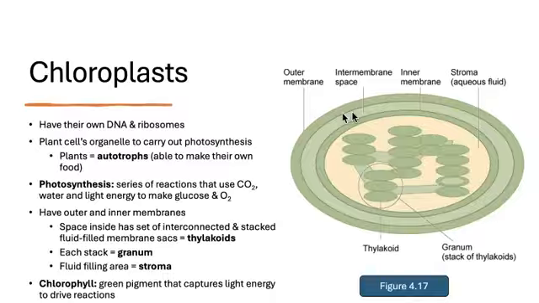We have inner and outer membranes on the chloroplasts. You could see the inner membrane here and then the outer membrane here. And the space inside has a set of interconnected and stacked fluid-filled membrane sacs that are called thylakoids. And we can call each of these stacks granum, and the fluid-filled area is known as the stroma. So individually, thylakoid, altogether granum, and the fluid here is the stroma.